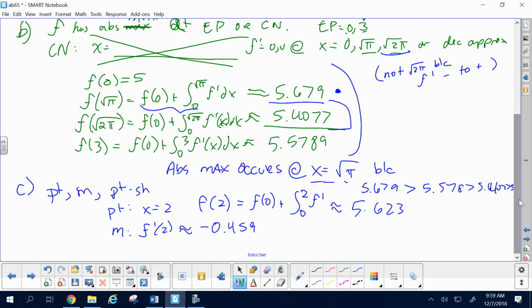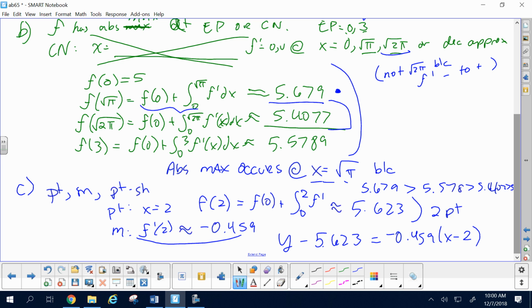So your tangent line equation would be something like y minus 5.623 equals negative 0.459 times x minus 2. That was 4 points. Wow, that's really generous. 2 for finding f at 2. That blows my mind, the way they distributed the points. 2 for finding f at 2, 1 for finding the slope.